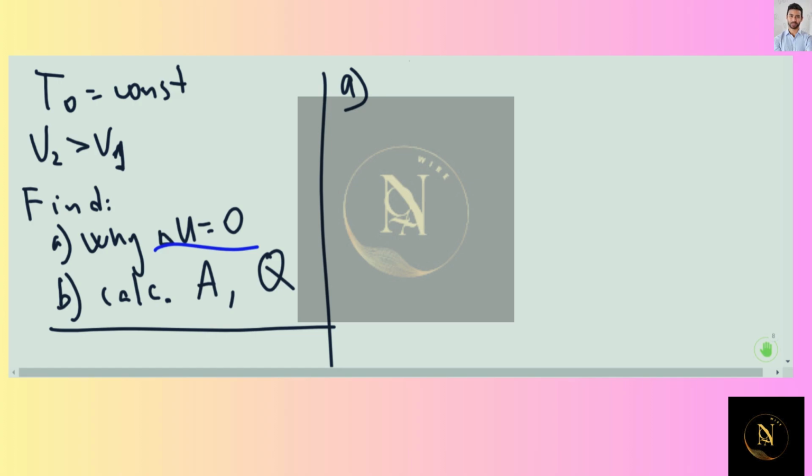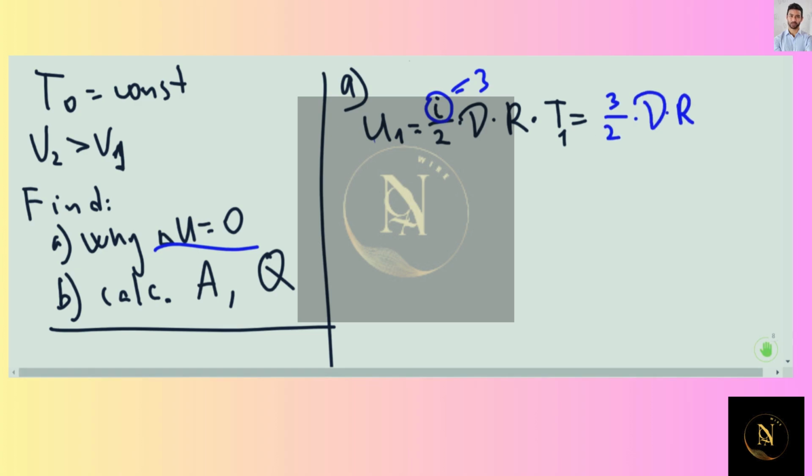So first let's start with the formula which describes the internal energy of a gas at each state. For the initial state, let's label it as U1. The internal energy equals I over 2 multiplied by nu multiplied by R multiplied by T1. So here it's a monatomic gas, therefore I equals 3. So the initial internal energy equals 3 over 2 multiplied by nu multiplied by R multiplied by T1.